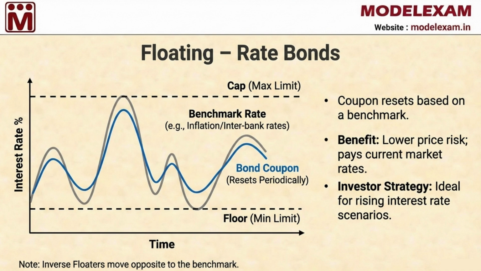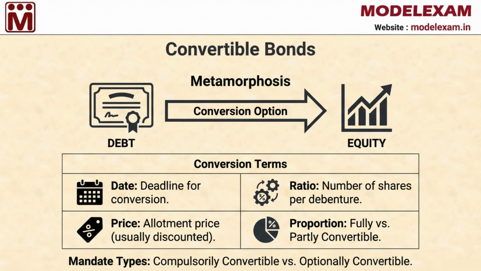Sometimes these bonds have limits. A cap is the maximum interest rate the issuer will pay, and a floor is the minimum rate you are guaranteed to receive. Next, we have a very interesting hybrid instrument called convertible bonds.